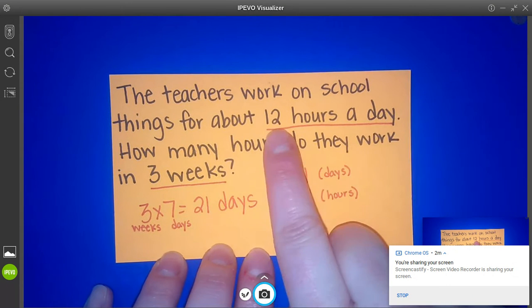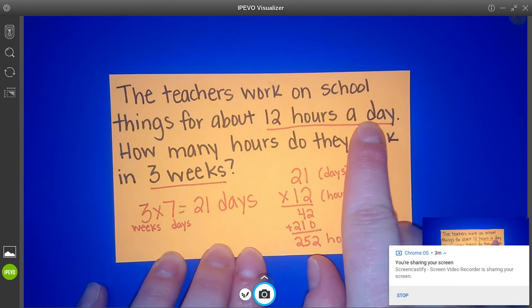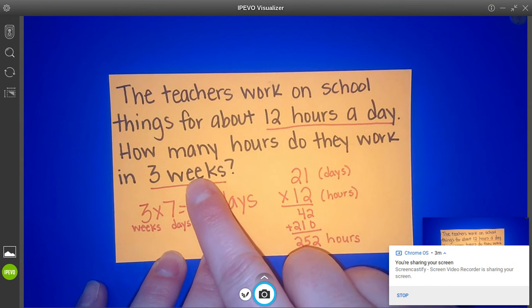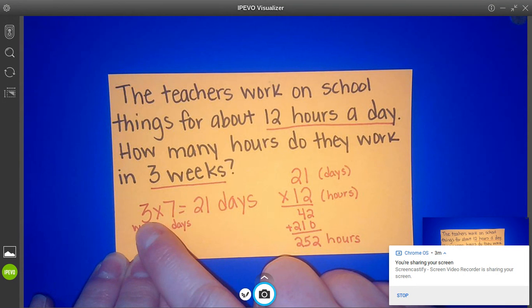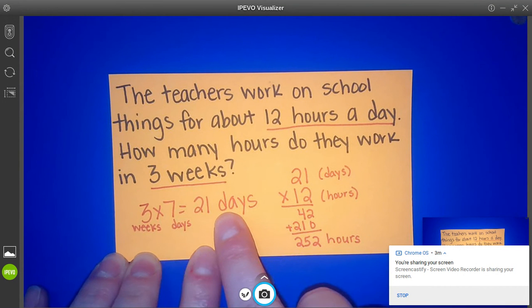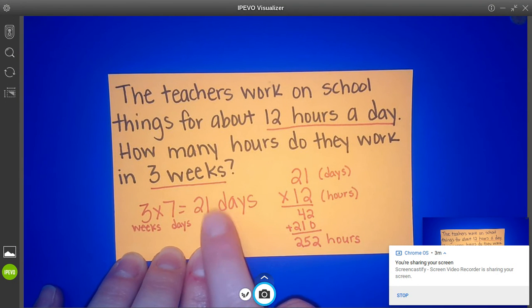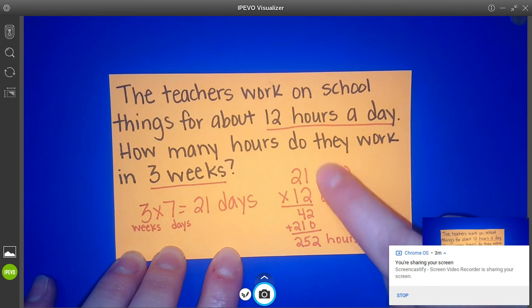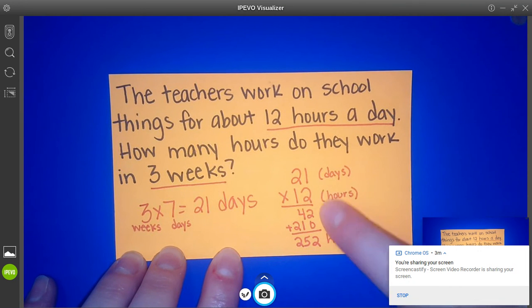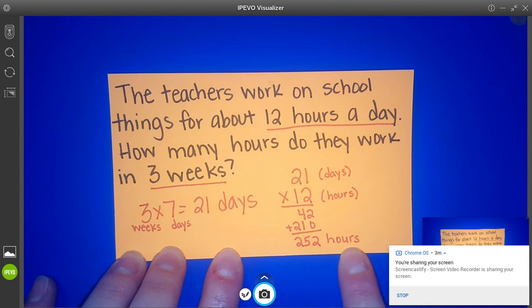Well, do you notice they tell you it's 12 hours a day, then they ask you about 3 weeks. So I need to figure out how many days are in 3 weeks. So there's 7 days in a week. So 3 weeks will be 7 times 3, which is 21 days. Now that I know how many days are in 3 weeks, now I can multiply it times my 12 hours. So 21 times 12, I did the standard algorithm to get 252 hours that the teacher worked.